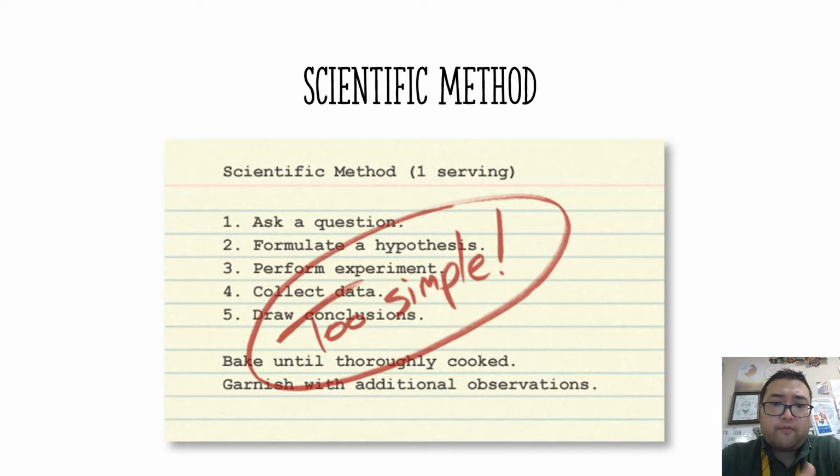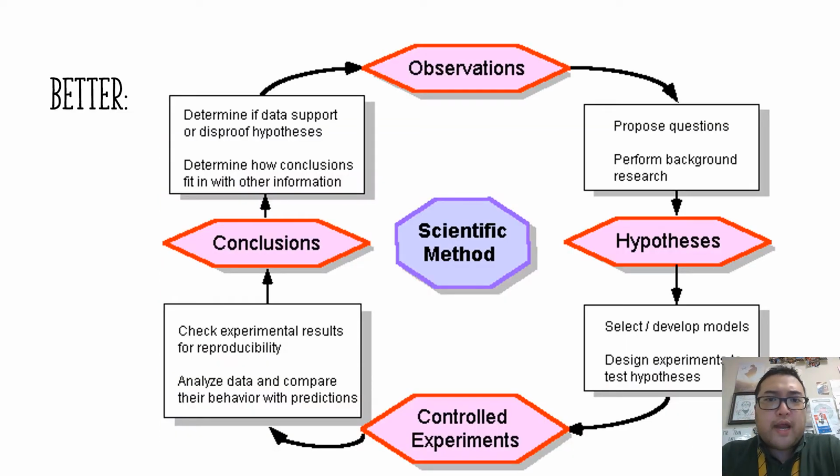Ask a question, formulate a hypothesis, perform experiment, collect data, draw conclusions. Normally, a science teacher in middle school, junior high, even in high school, has gone over this scientific method, and it's just a simplified version of it. But in reality, it's a little more complicated than that.